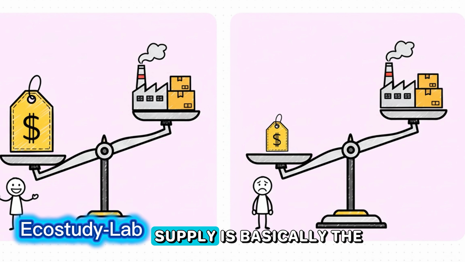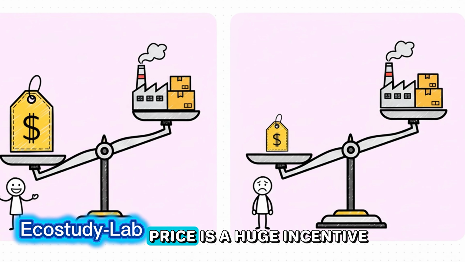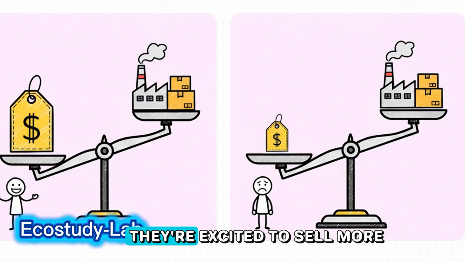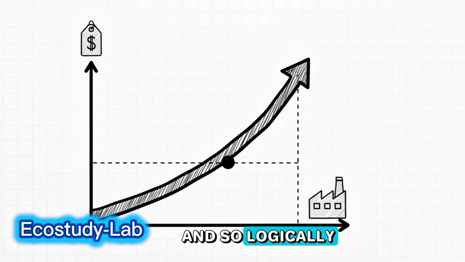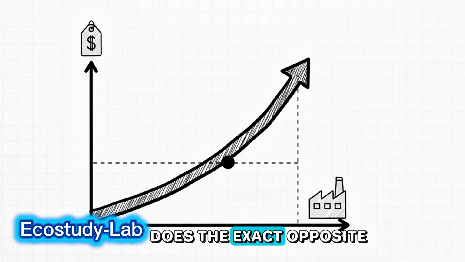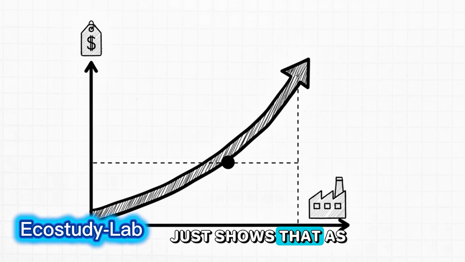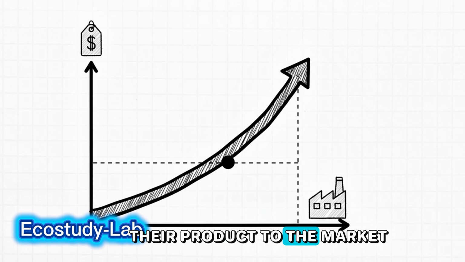Now, the law of supply is basically the mirror opposite of demand. For sellers, a higher price is a huge incentive. It means more profit. So when prices go up, they're excited to sell more. But if prices drop too low, it might not even be worth the effort, so they supply less. And so, logically, the graph for supply does the exact opposite of the demand curve. It slopes upward. This just shows that as the price gets higher, producers are happy to supply more and more of their product to the market.